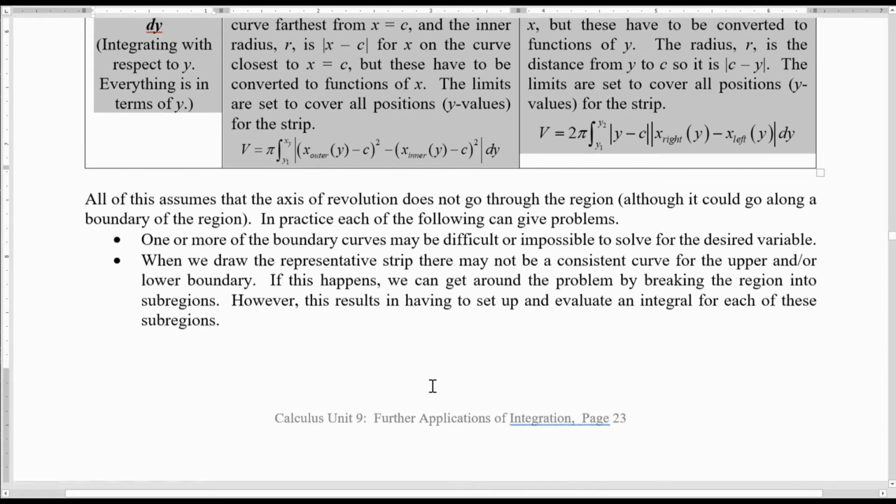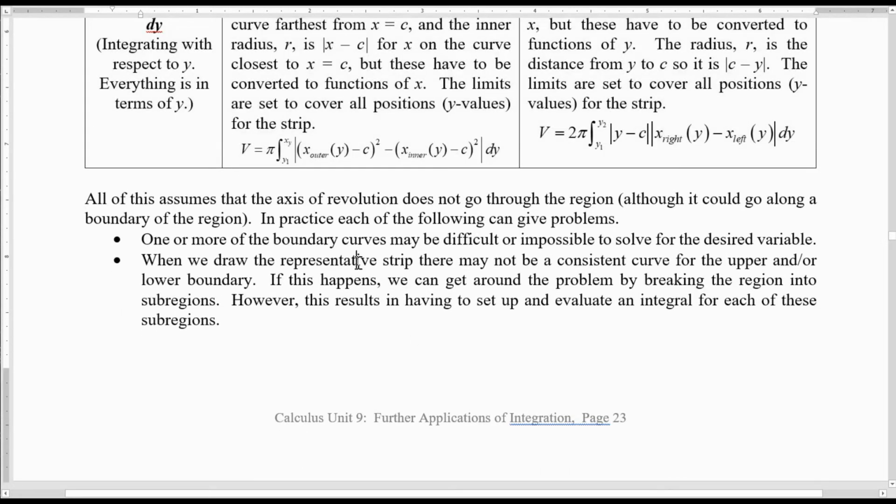Now, we got a couple of assumptions here. All of this assumes that the axis of revolution does not go through the region, although it could go along a boundary of the region. In practice, each of the following things can give us problems. Okay, first of all, if your axis goes through the region, then you're getting some duplication, so you have to be a little careful there.